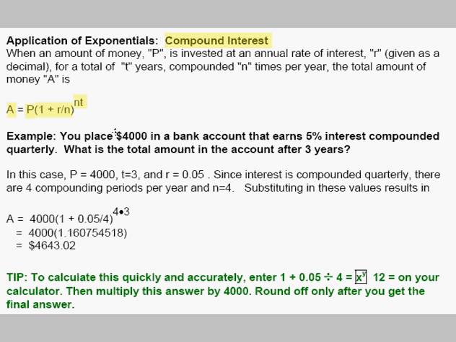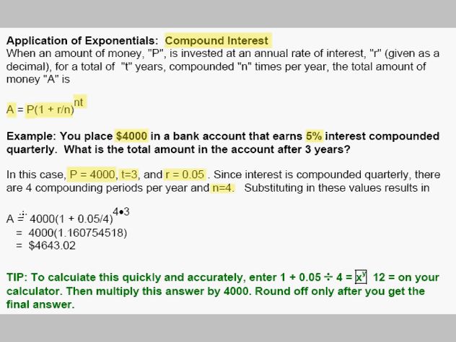If we have $4,000, we put it in the bank, and that's our value P. We put it in the bank at 5% interest. Now 5% would not be 5 for r, but r would be 0.05. And we compound quarterly, which means 4 times a year, meaning n equals 4. What is the total amount in the account after 3 years? Well, since 3 is our years, then t equals 3. And since we put 4,000 in the bank, P is 4,000. So we have all our values here.